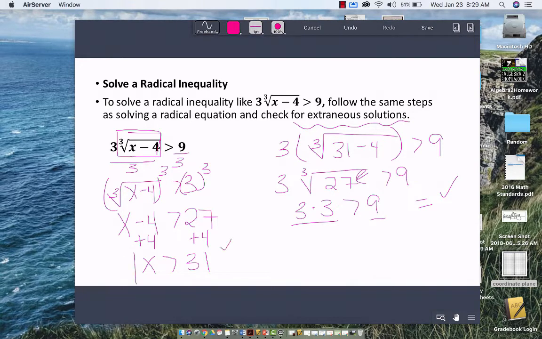So this checks out. And then just as always, so we get in a good habit of it, we're going to throw that on a number line. It's an open circle, and x is bigger, so we're going to move our arrow that way.